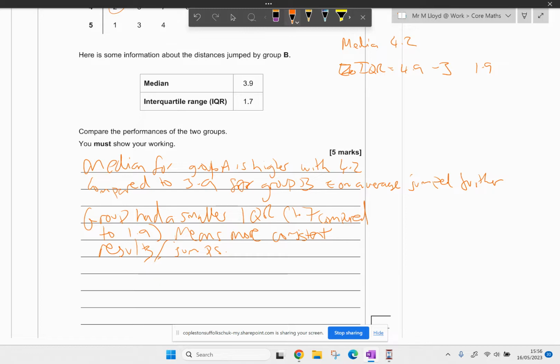If I just have a quick look at the mark scheme. Right, so Group A median 4.2 is a mark. The interquartile range at 1.9 is going to be 2 marks. And then those two comparisons, 1 mark each there.